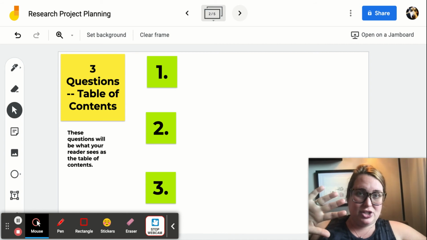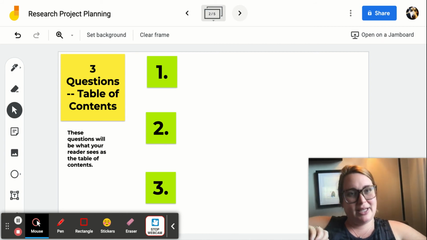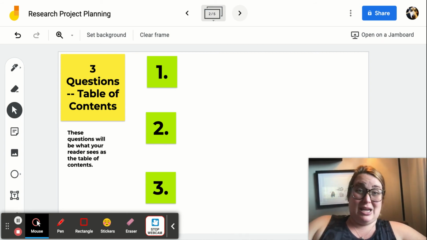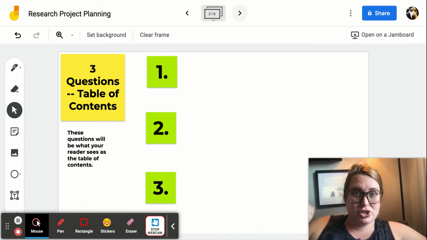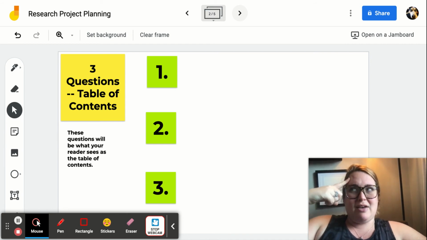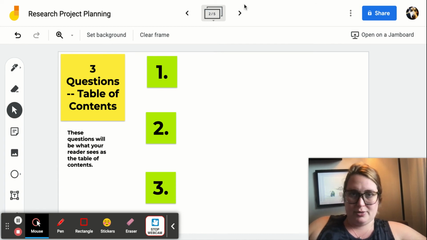The first page that you just saw, that was your planning page. This is your table of contents. We're eventually going to get rid of your planning page, but this table of contents is going to stay. So the first thing that people will see when they open up your book after the title page is going to be the table of contents. They want to know what they are reading and researching about. So, if you have your 3 questions here, then your readers have an idea of what's going to come and why they should continue reading your book.